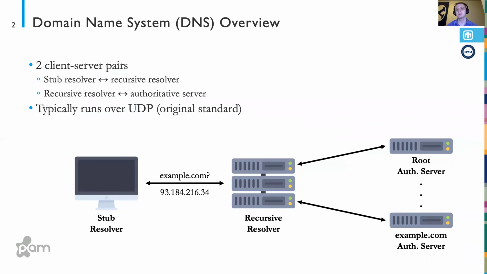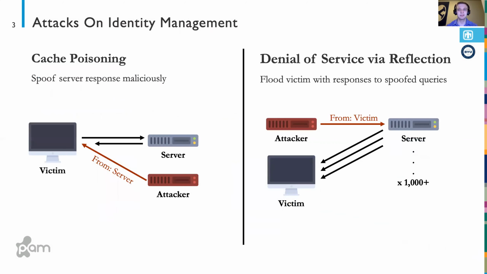And most queries and responses use UDP for transport. So UDP is fast, but it's also connectionless. And because UDP is connectionless, there's no mechanism to verify identity. So this creates two different attacks.